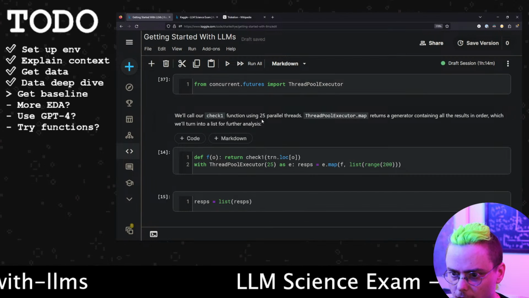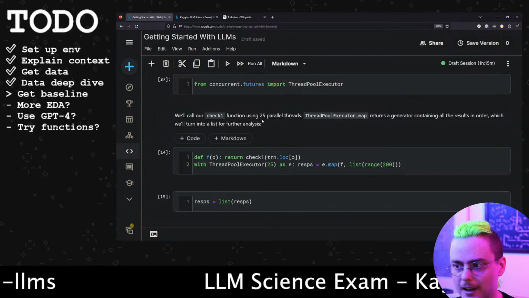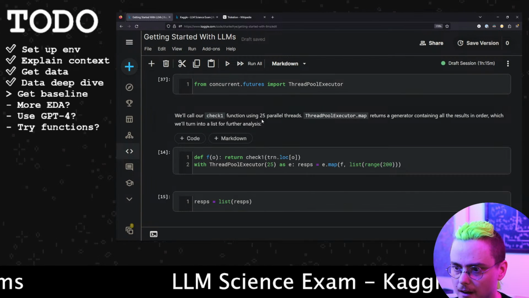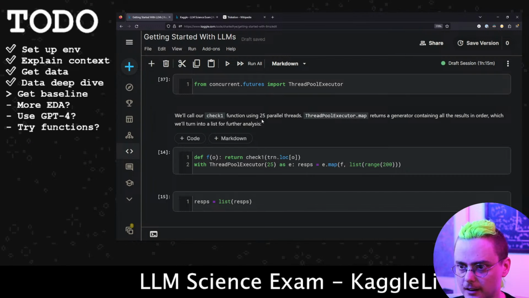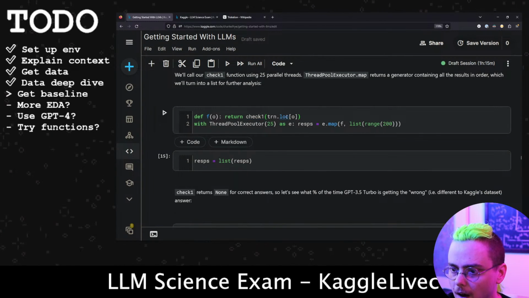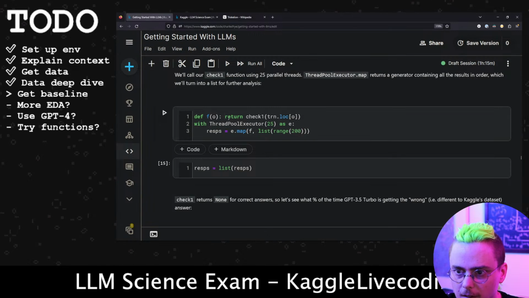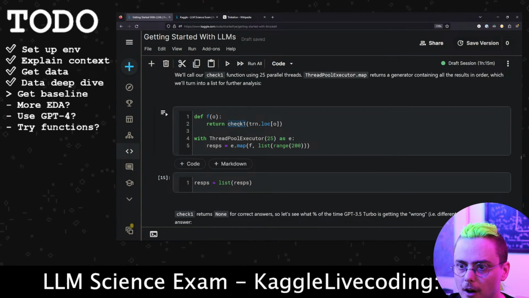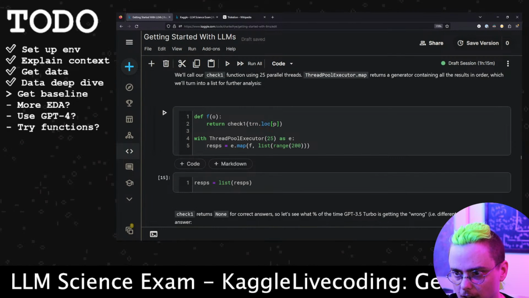So this little thread pool executor kicks off a bunch of different jobs to send our questions to the language model. Let me split this code up a little bit, it was pretty terse there. We're going to run our checking code on a particular example from our training data set, so training dataset.loc, this particular one.